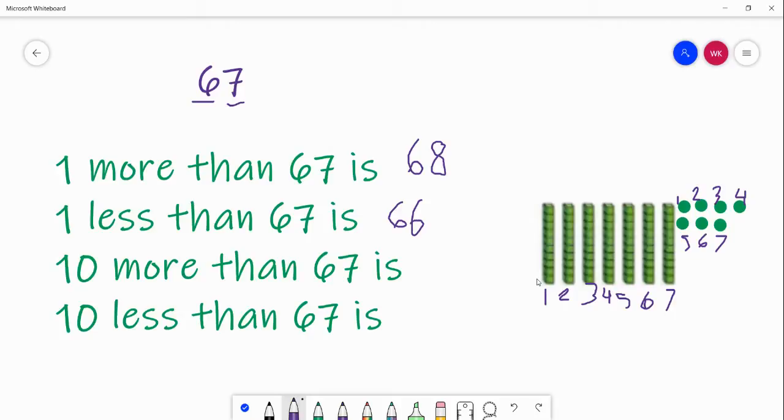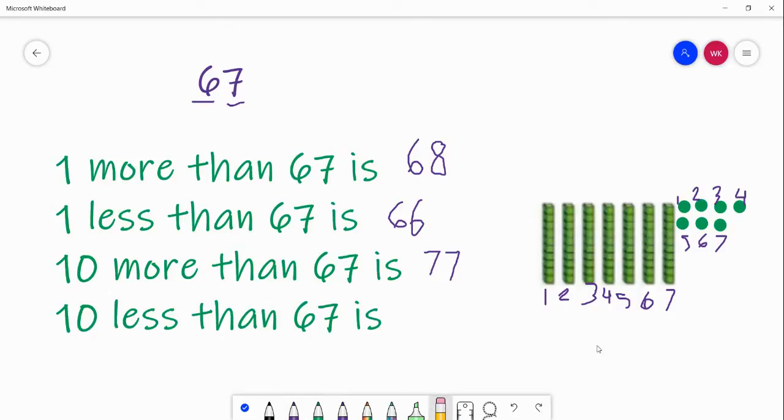So now let's figure out what our number is. We have 10, 20, 30, 40, 50, 60, 70. So we have 7 in the tens place. And then we have 1, 2, 3, 4, 5, 6, 7. We have 7 in the ones place. So 7 tens and 7 ones is the number 77.